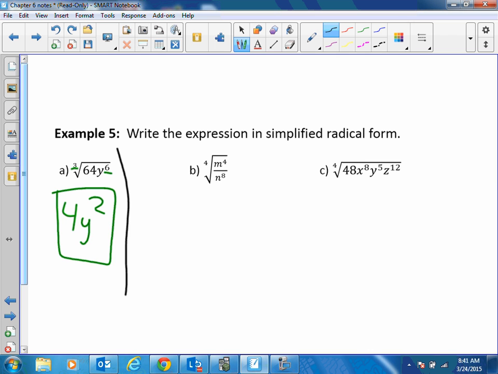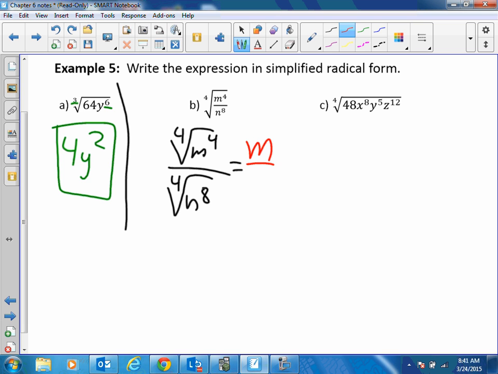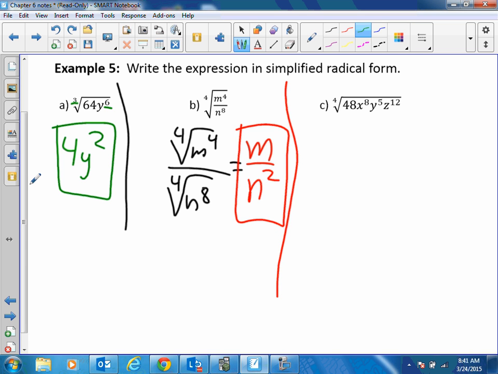The next one goes pretty evenly. We can split it apart into the 4th root of n to the 4th over the 4th root of n to the 8th. 4 divided by 4 is 1, so n to the first. And 8 divided by 4 is 2, so n squared. We can leave it like that. That looks good. Okay, now we go to the next one.